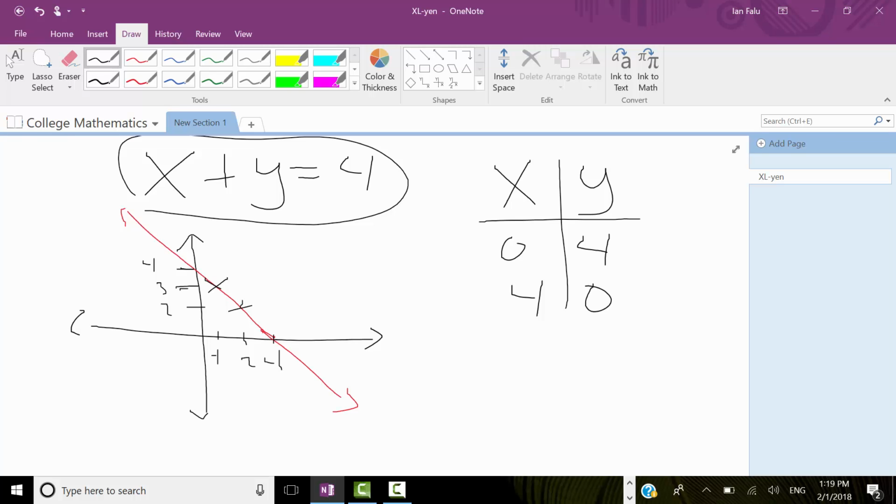Okay, so now let's look at another equation, right? So this is x plus y equal to 4. As you can see, I'm going to mention that this line is solid, right? Because all the points are connected, making a line.